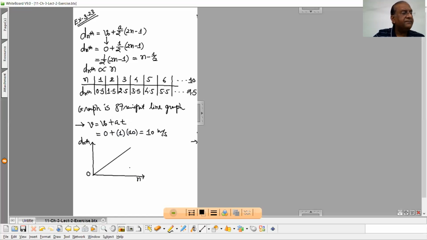Now see here, up to 10 seconds. Okay, now we have to plot the graph simply, and after 10 seconds, if we want to calculate the velocity, then you can use the equation v equal to v0 plus at. So velocity will be 10 meter per second. So after 10 seconds, it moves with constant velocity. Clear? So this one is the case.